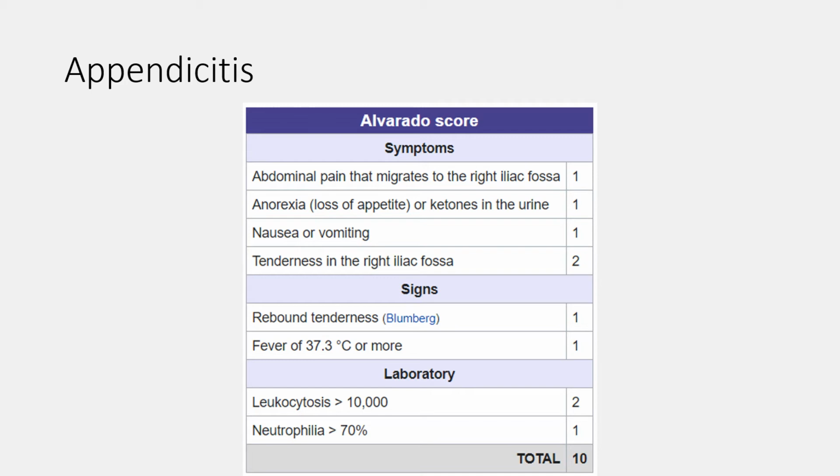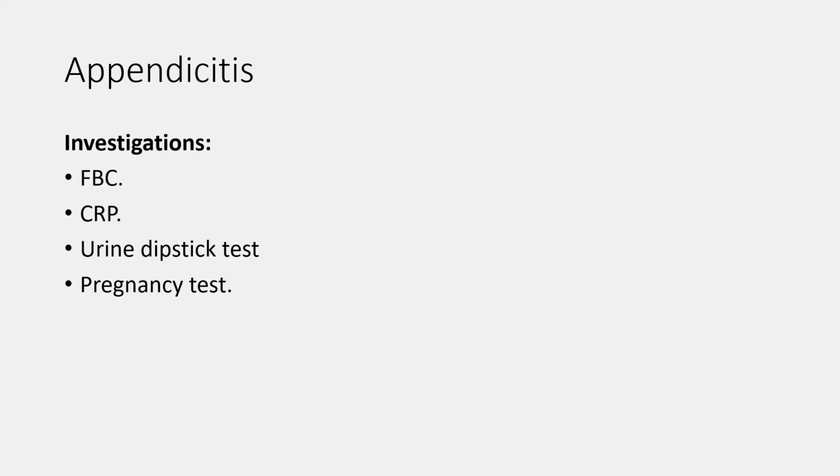The two most important factors, tenderness in the right lower quadrant and leukocytosis, are assigned 2 points, and the 6 other factors are assigned 1 point each, for a possible total score of 10 points. A score of 5 or 6 is compatible with the diagnosis of acute appendicitis. A score of 7 or 8 indicates probable appendicitis, and a score of 9 or 10 indicates very probable acute appendicitis. Investigations are done to assess the possibility of appendicitis and to exclude other problems.